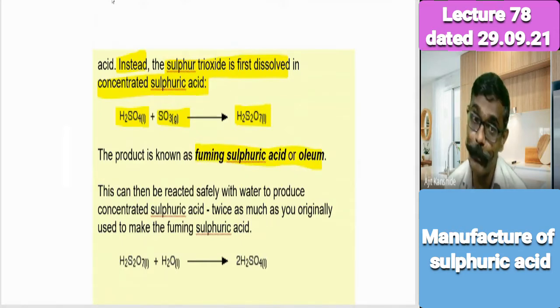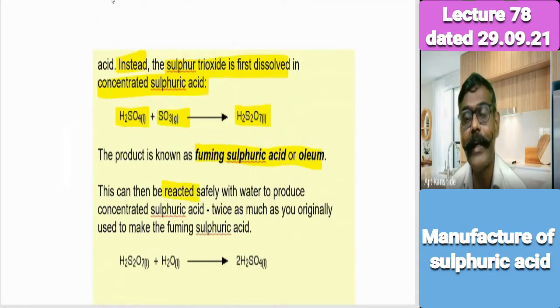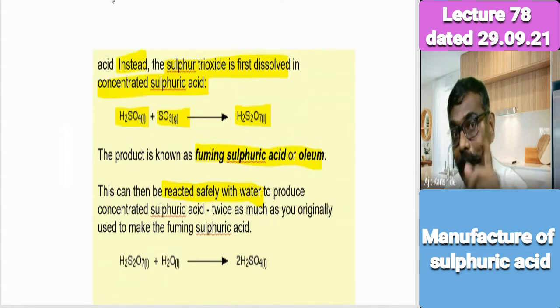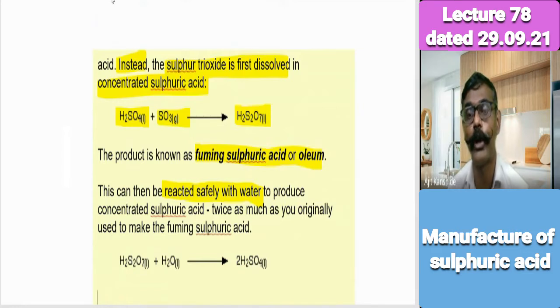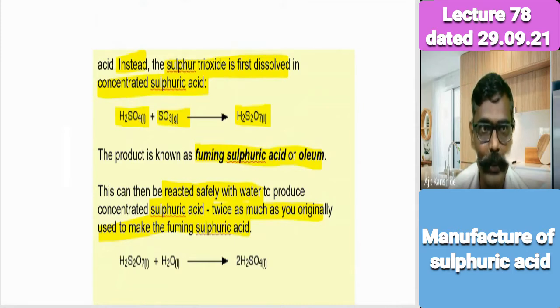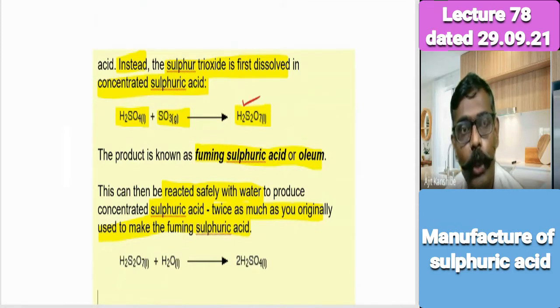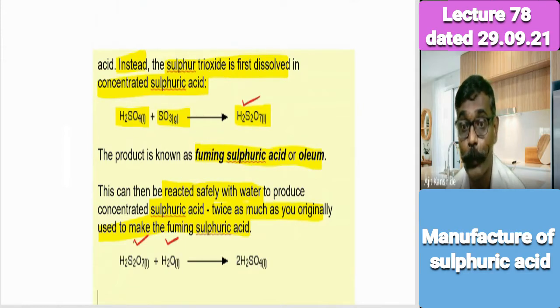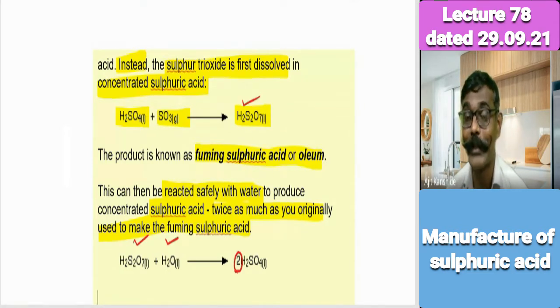Now afterwards see, this fuming sulfuric acid can be reacted safely with water. Rather than combining SO3 with water, we are reacting fuming sulfuric acid or oleum with water to produce sulfuric acid twice as much as you originally used to make the fuming sulfuric acid. Now, why am I saying twice? See, during the course of the reaction, only one oleum molecule is obtained. That one oleum molecule will react with one water molecule to produce, important thing here, see, how many H2SO4? 2 H2SO4. So what is the chemistry in the reaction?